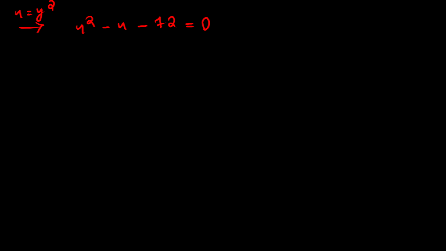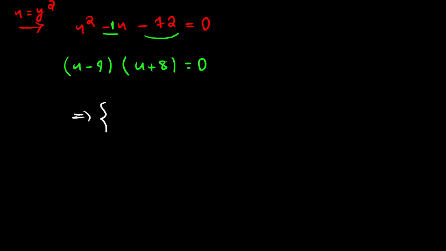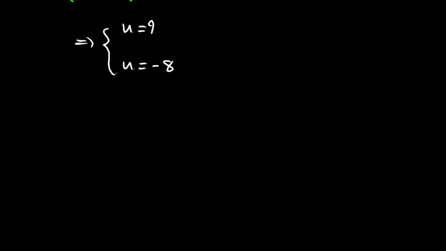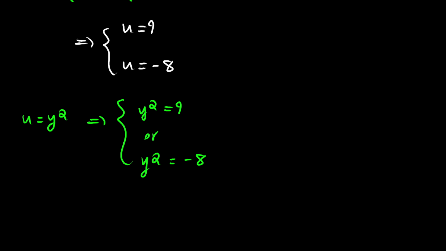Now we can use the quadratic formula to solve this, but I prefer to factor. So we want to find two numbers that add up to -1 and multiply to -72. Those two are -9 and +8. So we can solve for u, and we get u equals 9 or u equals -8. Now remember that u is equal to y squared. Therefore, y squared equals 9 or y squared equals -8.